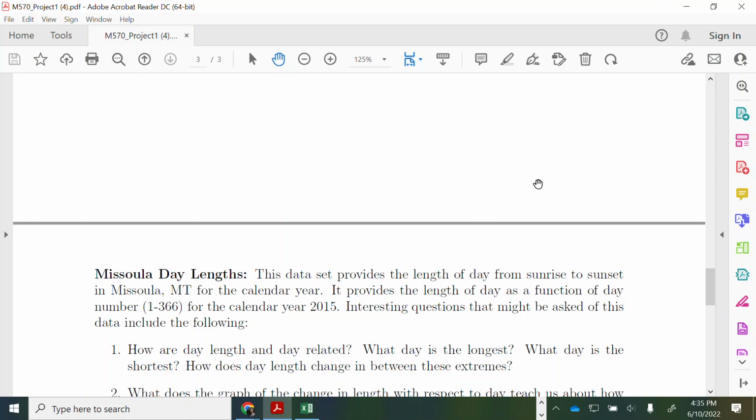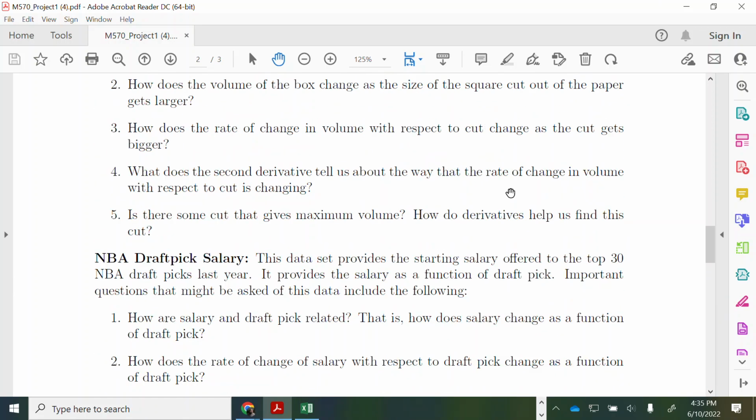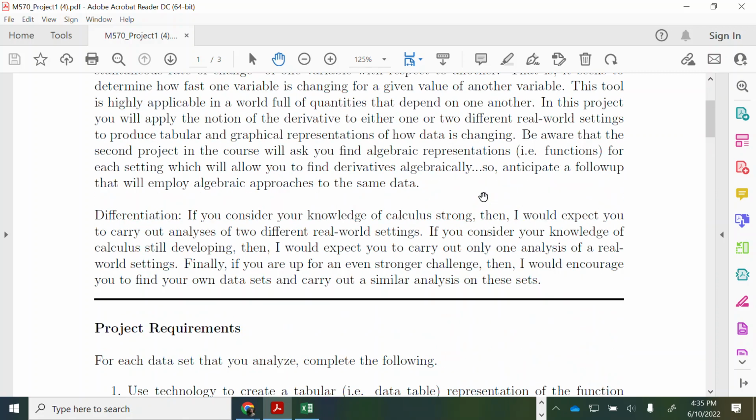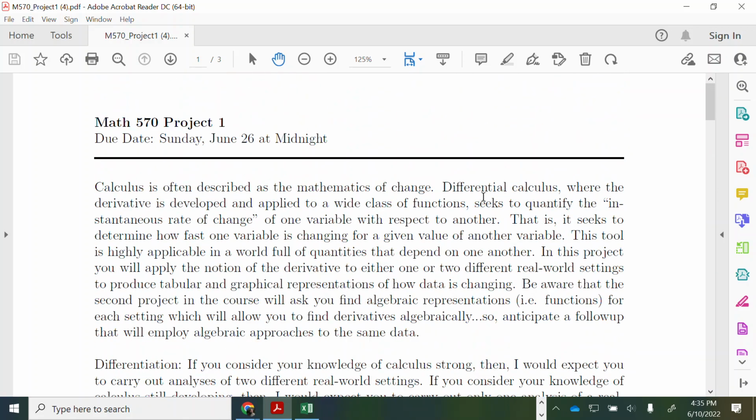Now, I don't really want to do any one of these because I want to leave room for you to make your own discoveries, but I do want to do just a quick example to give you a sense of what I would expect you to do with a set of data.